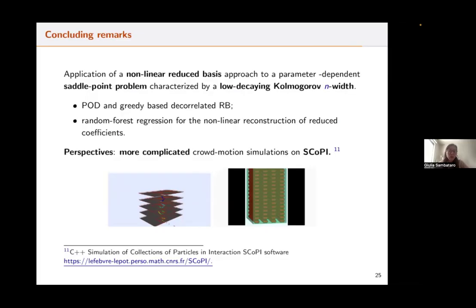And what I did was done in a simple application of 20 agents. The idea now is to consider more complicated simulations with a very, very high number of agents and basically the same model. So I'm envisioning to do that by using the Scopy++ code that is a code developed in Ecole Polytechnique to deal with these highly congested situations.